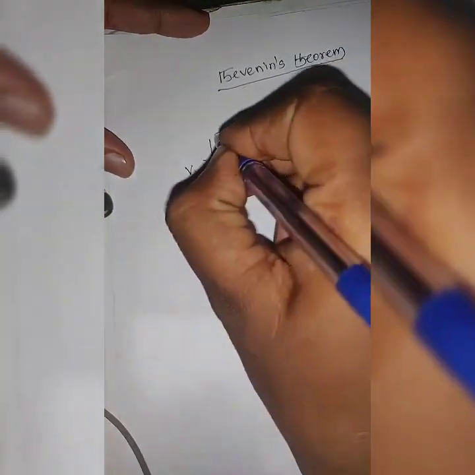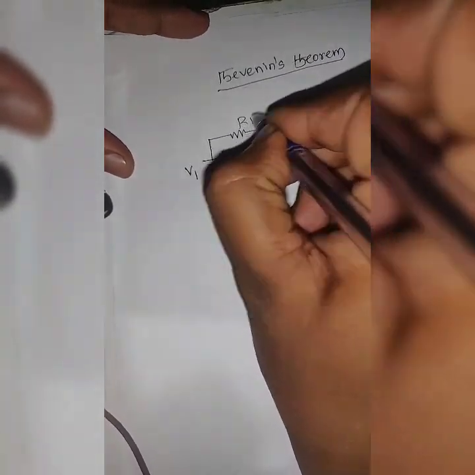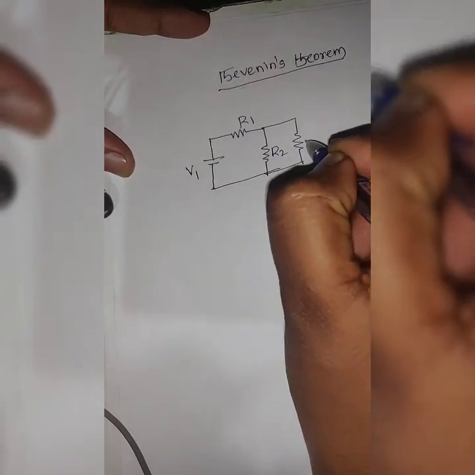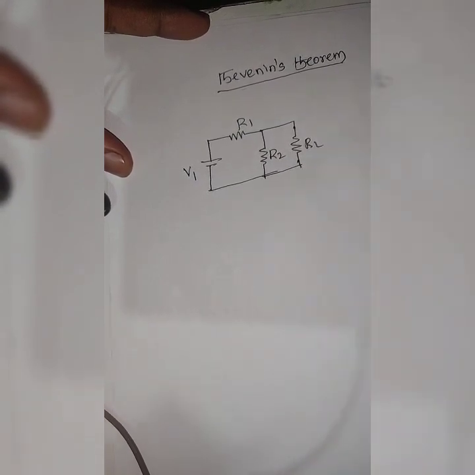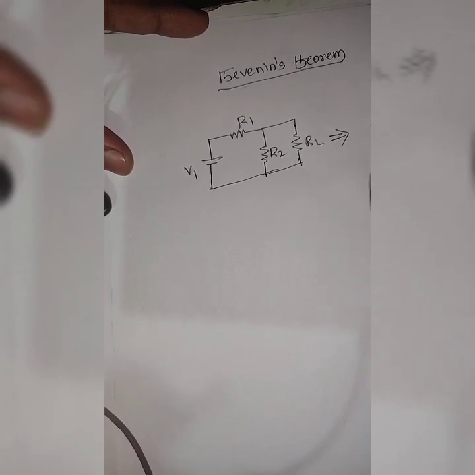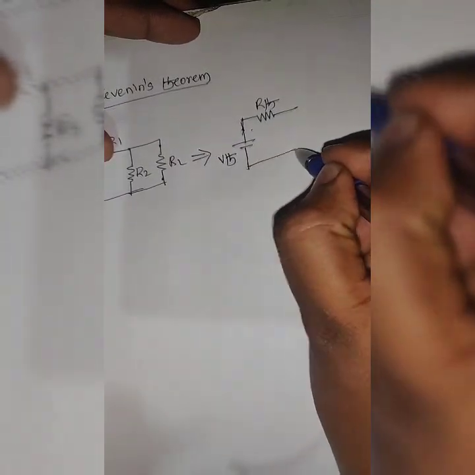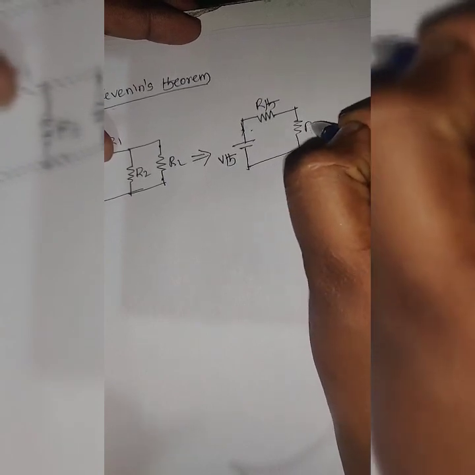I'm making a video on Thevenin's theorem. Consider a circuit with a voltage source V, let us call it V1, a resistance R1, another resistance R2, and some resistance which is taken as RL. This circuit will be simplified as a single equivalent voltage source VTH with a single equivalent resistance RTH along with the load resistance RL.